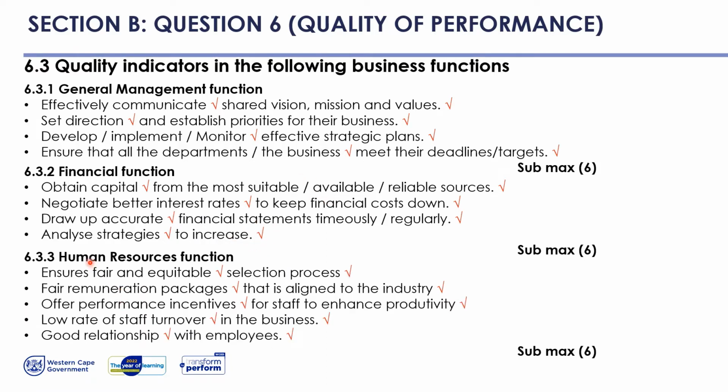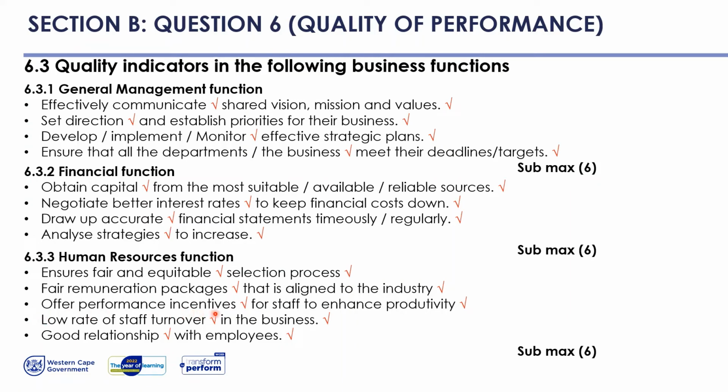Then also, if we look at the human resources function, we can see that there are 5 bullets there. So remember that 3 would be able to give you the 6 marks, that is the sub-max that is indicated there. But the human resources function, if there was quality within this function, would be able to ensure fair and equitable selection processes. So we make sure that we hire everybody fairly and equitably. They would also be able to have fair remuneration packages that are aligned to the industry. In other words, paying people for the work that they are qualified for and paying them a fair salary.